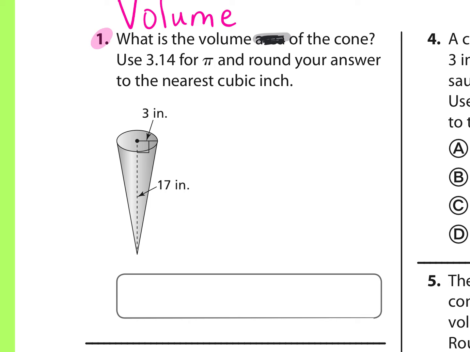So we're going to start with the volume of a cone from your reference sheet. Always write your formulas first. V equals 1/3 pi r squared times the height. And in this case, of course it says use 3.14 for pi. The radius is halfway across here, and it is 3 inches, so we're just going to square that. Times the height is 17.